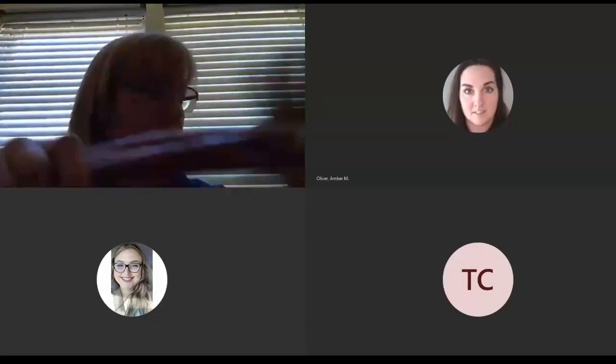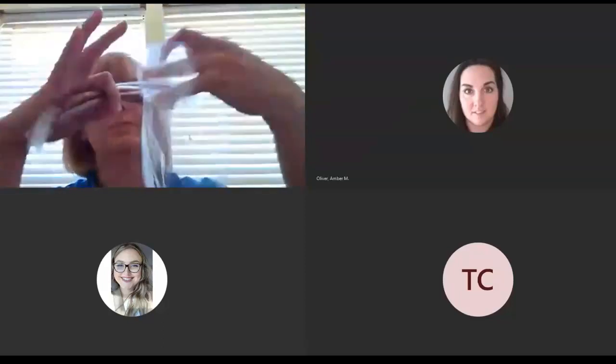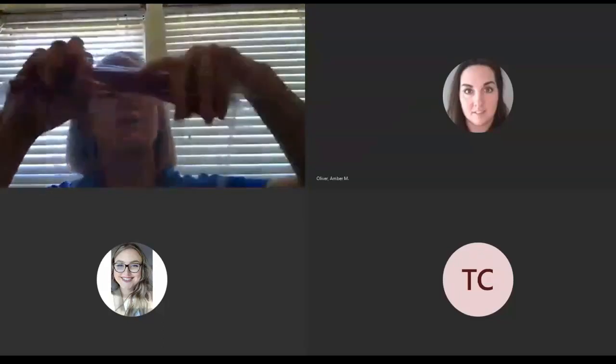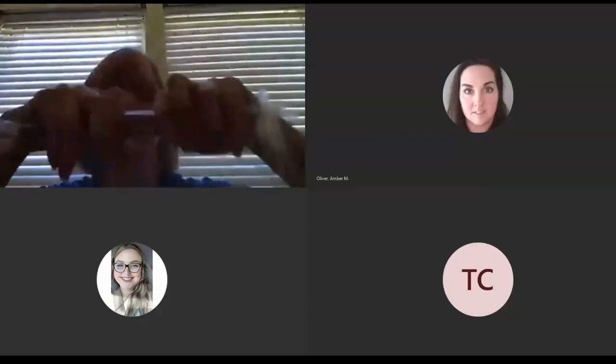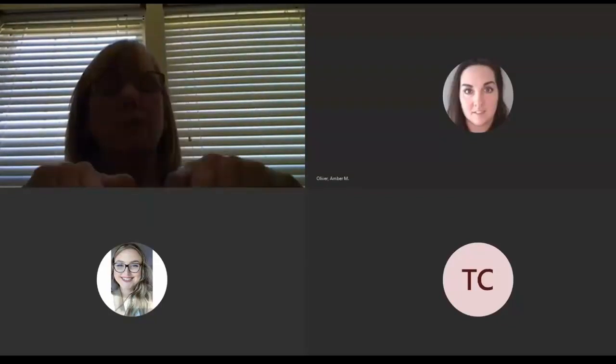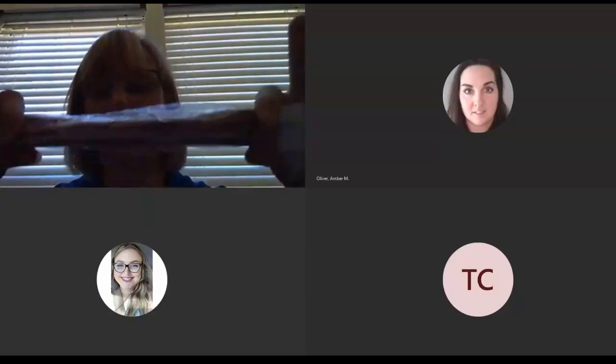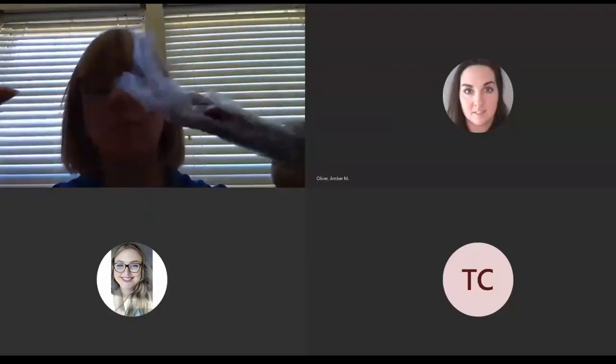So fascicles have connective tissue surrounding them. It's going around the fascicle, which is where they get the term perimysium. Do you see what I just did? I wrapped them all together.